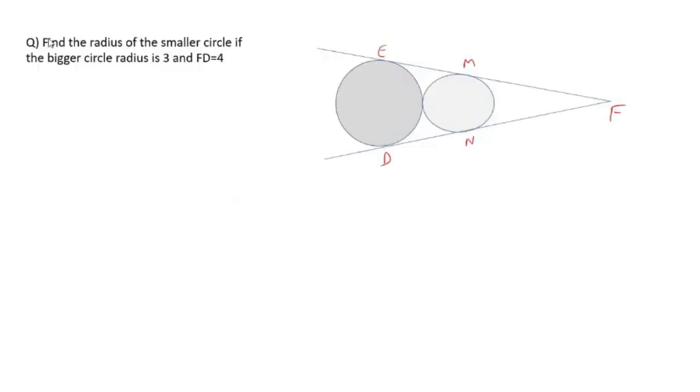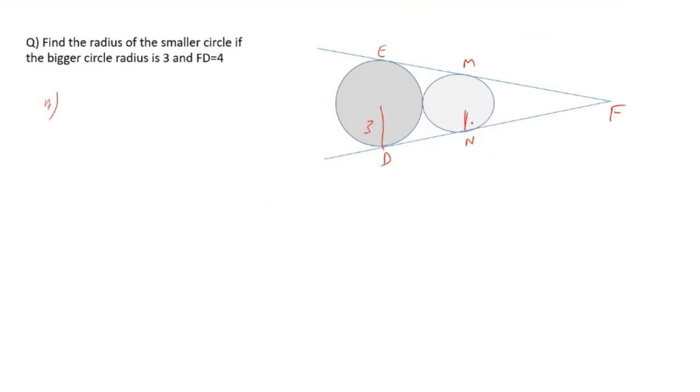So a few questions relating to that. Find the radius of the smaller circle if the bigger circle radius is 3 and FD is equal to 4. So the moment I see this diagram, the concept of similarity should immediately strike my mind. If the question asks about side lengths, similarity should help me. At least I should start thinking along those lines of similar triangles, right? So the bigger circle radius is 3. So essentially, this is then 3.